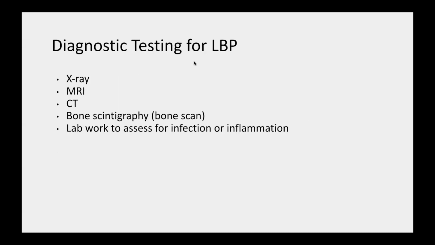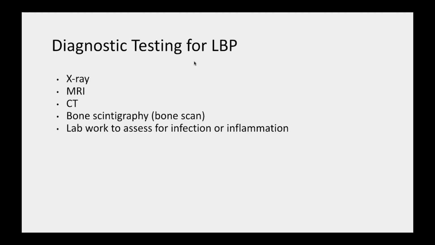As briefly mentioned through some of these topics, there are different kinds of testing that can be completed for low back pain. So x-rays can be completed to help look for any obvious signs of fractures or alignment issues. MRIs or CAT scans, however, provide more detailed imaging. So we'll choose these depending on patients' presenting factors and any other contraindications to one or the other.